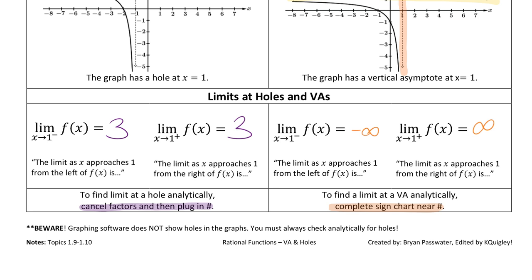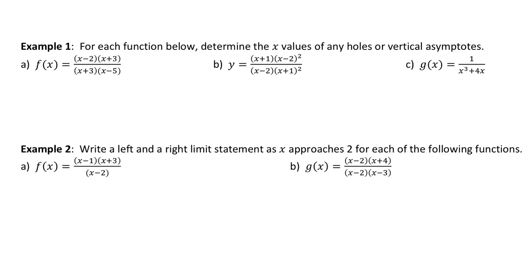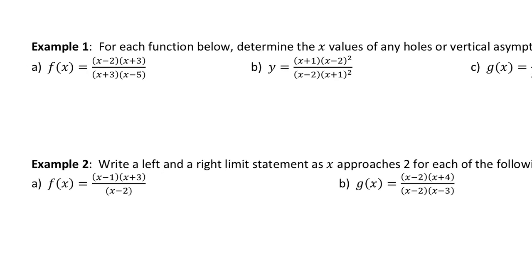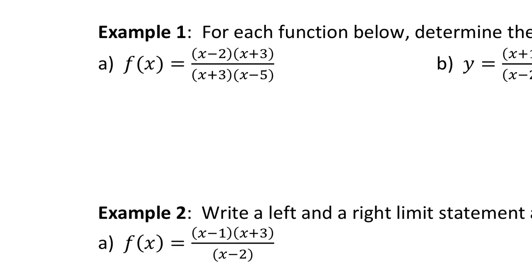Let's flip this thing over and try some example problems. Remember, this front is a reference page now, so you can flip back and forth to it each time. On example 1, for each of the functions below, we're going to determine the x values of any holes or vertical asymptotes. So I'm not talking about the zeros necessarily anymore. We're going to be focusing on those denominators. But before we do anything, we should cancel out common terms. Are there any common terms here? x plus 3. Okay, cancel.